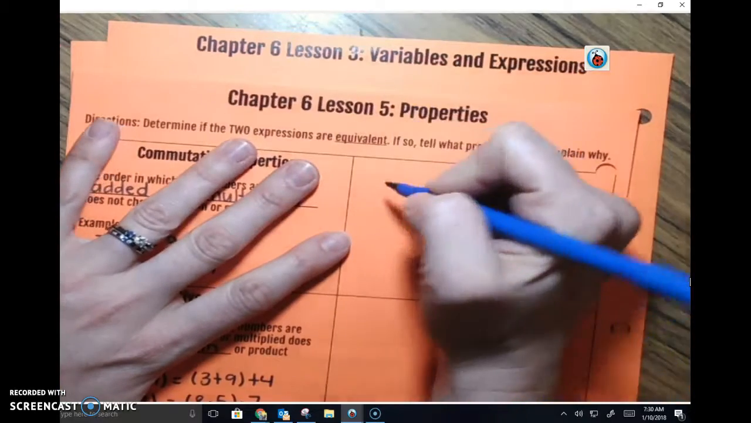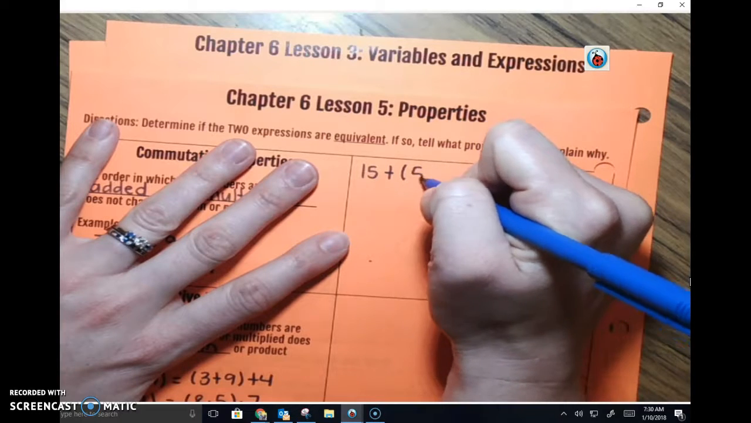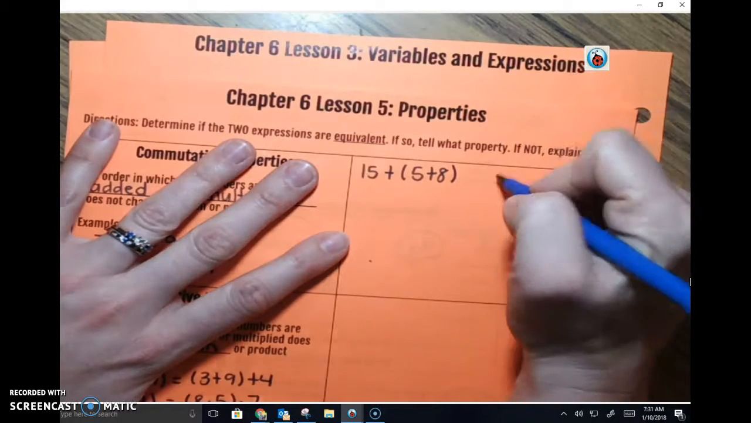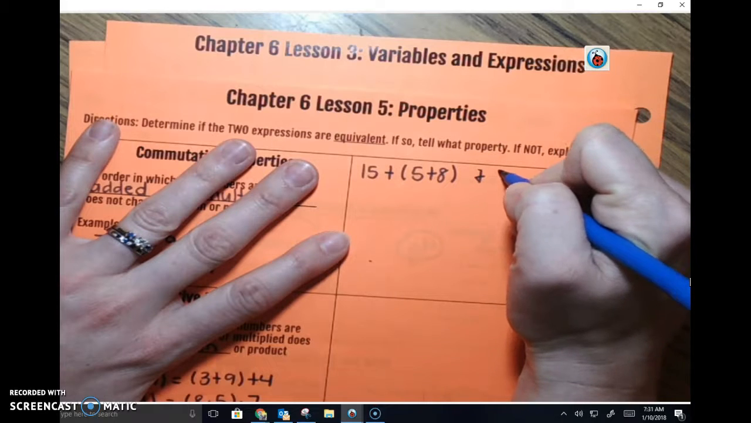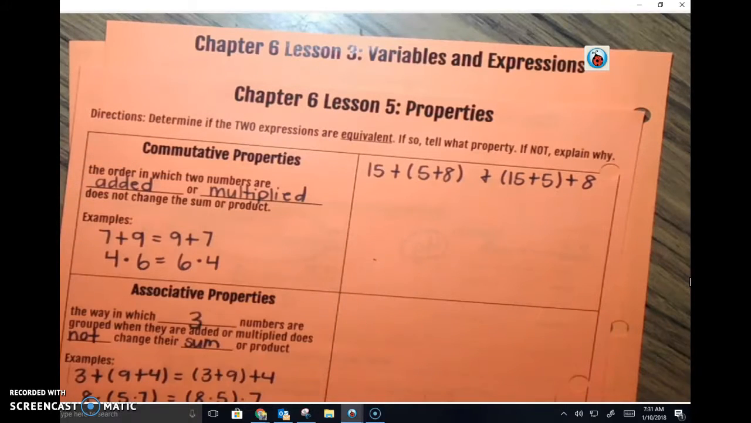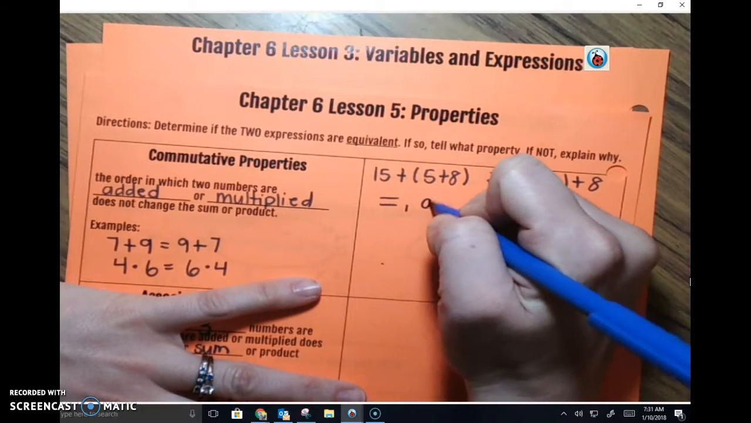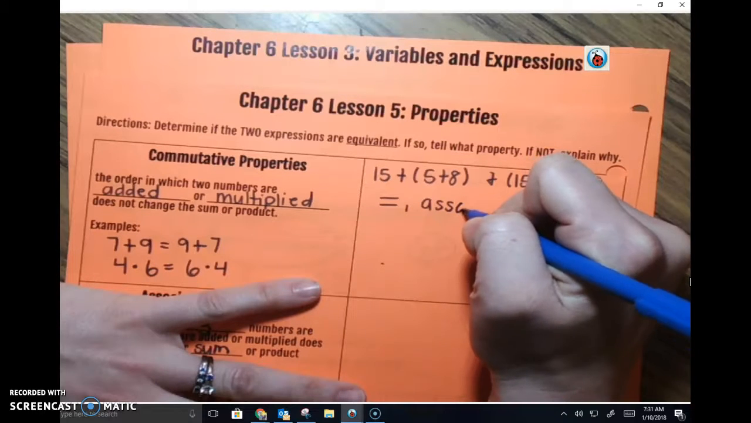So the first thing I'm going to get is 15 plus 5 plus 8 in parentheses, and 15 plus 5 plus 8. Because there are 3 numbers and there are parentheses, we're going to look at the associative property. To be able to be the associative property, it either has to be multiplication or addition, which it is, and they have to be the same numbers, which they are. So this is equivalent. I'm going to put the equal sign. And the property is associative, so we're going to write associative property.